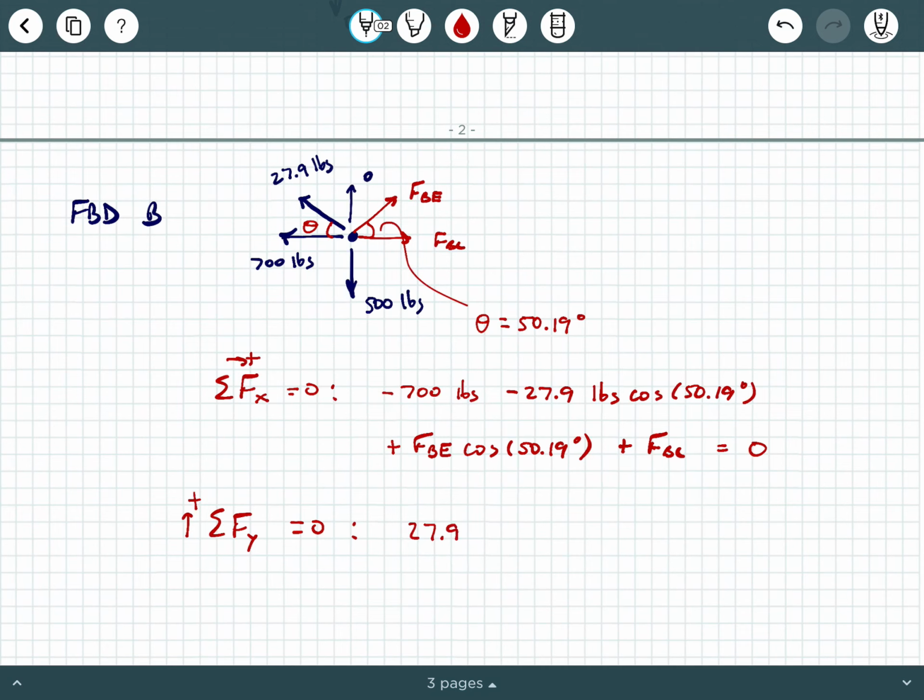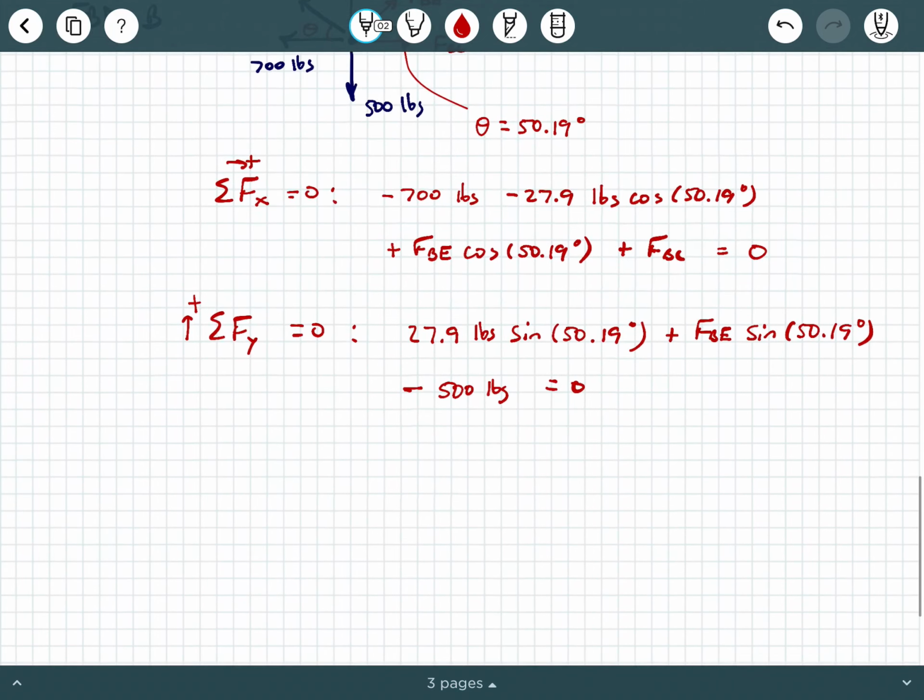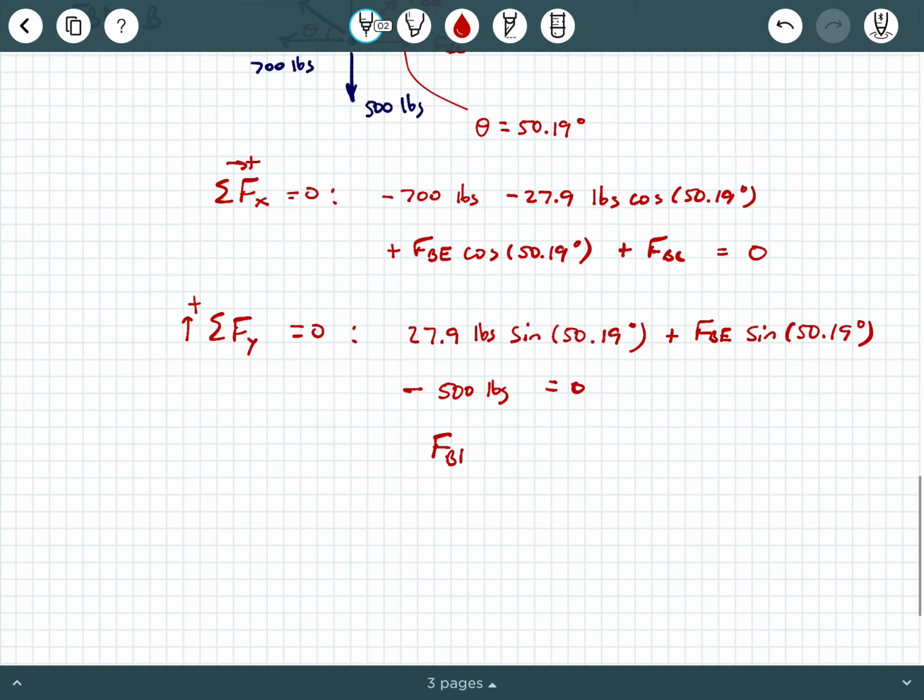All right. And then we're going to say sum of the forces in the y direction equals 0. And we're going to have 27.9 pounds times the sine of 50.19 degrees plus FBE times the sine of 50.19 degrees minus 500 pounds equals 0. And here we can solve for FBE directly. That's our only unknown in the y direction.